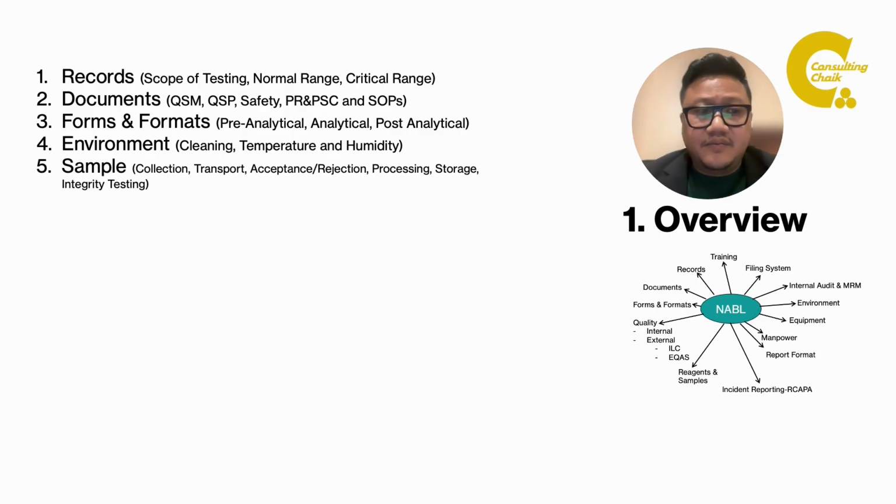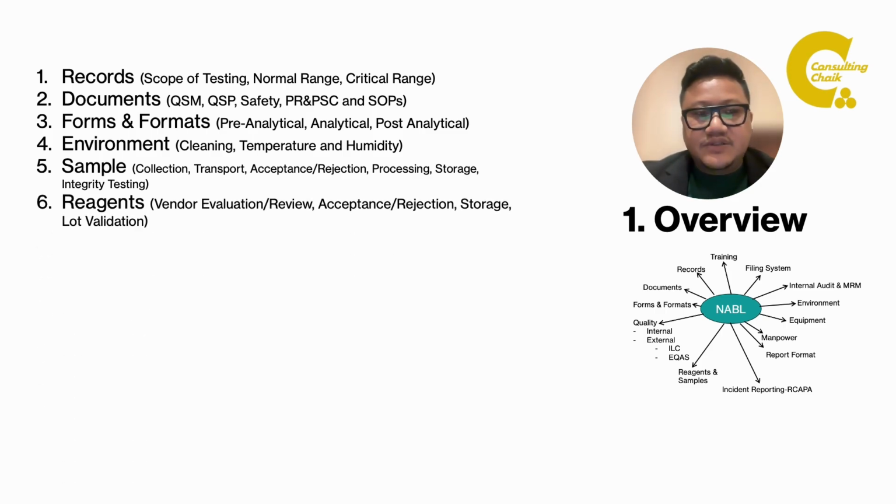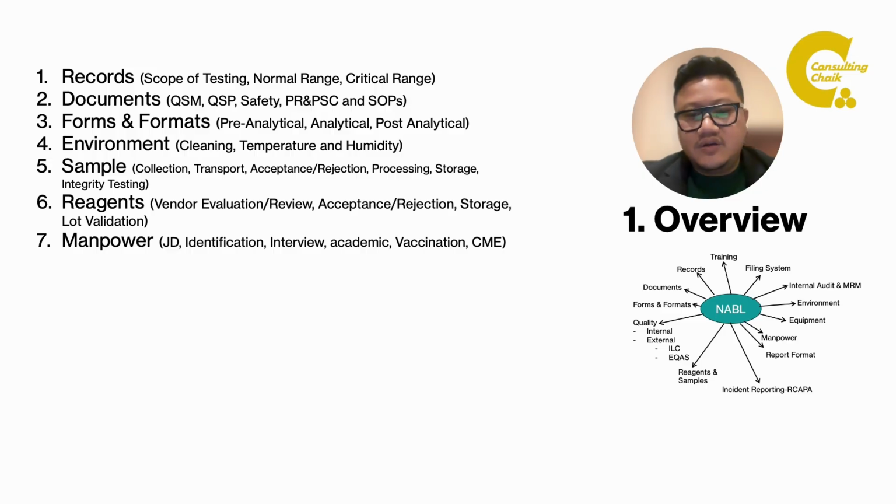Then comes the sample. So sample, as in from the collection, transport, acceptance and rejection inside the lab, processing of the sample, storage of the sample, and integrity testing. Then comes the reagent. For reagent, the flow is vendor evaluation, and then you do a vendor selection and review after a year, then acceptance and rejection, then storage of the reagent, and then lot validation before you use it inside the equipment. Then manpower.